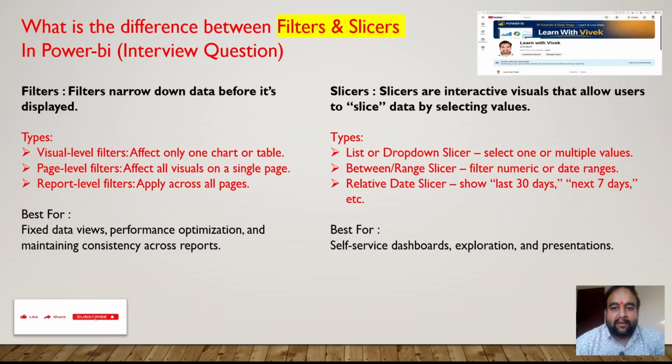If the interviewer asks you, what is the difference between filters and slicers? You can say confidently, filters are used to narrow down data before it's displayed. There are three types of filters: one is your visual level filter, second is your page level filter, third is your report level filter. Most probably, we use filters to optimize the performance of the report, to maintain consistency across the report, and to see a fixed data view.